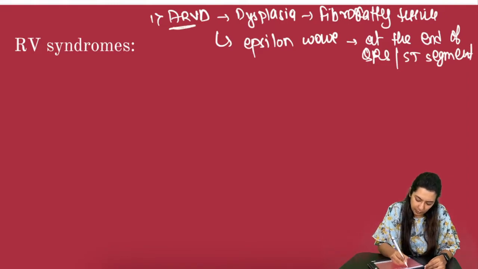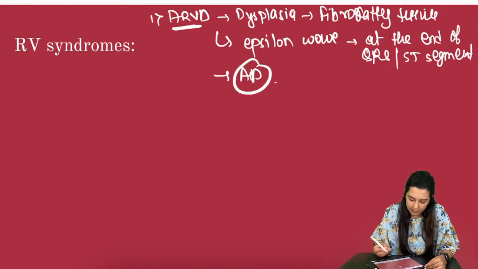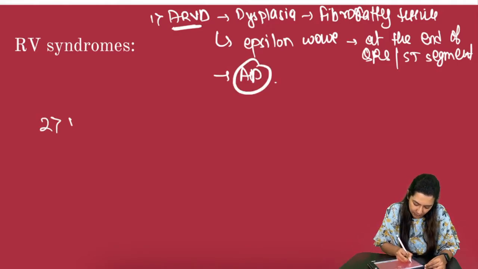Okay, so this is an important one. It is an autosomal dominant disease. There are also autosomal recessive variants. Second, one more important is Brugada syndrome.